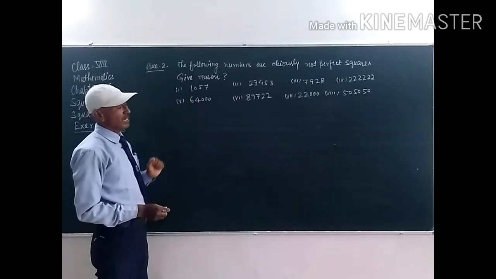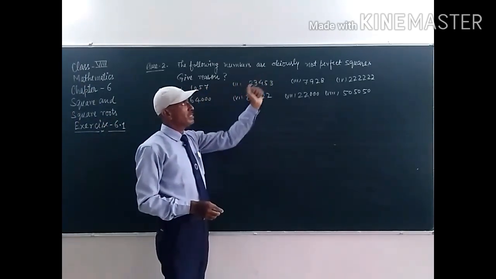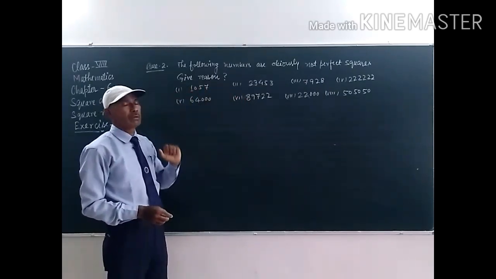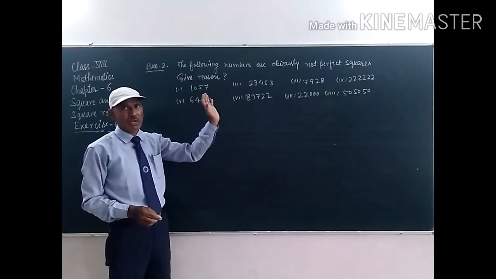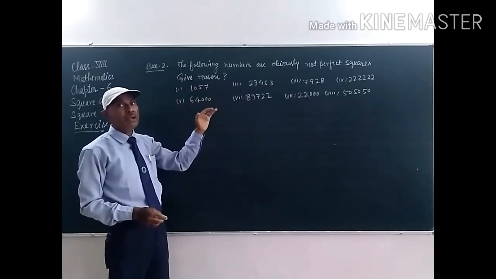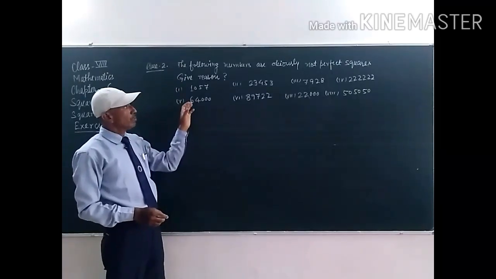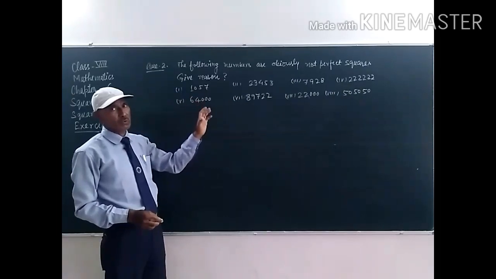This is question number 2, student, and in this question the following numbers are obviously not a perfect square. Give reason. Student, these numbers are not a perfect square, we know it. But we have to give the reason why these numbers are not a perfect square. So before the solution of this, we have to find some basic rules.